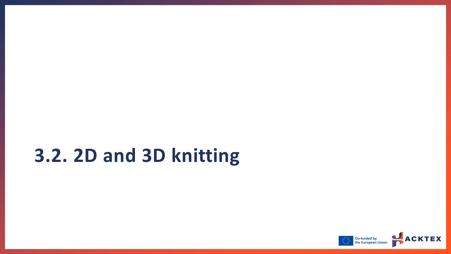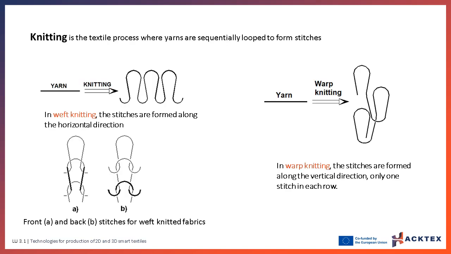2D and 3D knitting. Knitting is the textile process in which yarns are sequentially looped to form stitches horizontally, weft knitting, or vertically, warp knitting. The loops formed by bending the yarns around needles are interlaced with the previous ones. Stitches are the bricks of the knitted fabric, and they are placed horizontally in rows, or courses, and vertically in wales. There are two types of stitches, front stitches and back stitches.